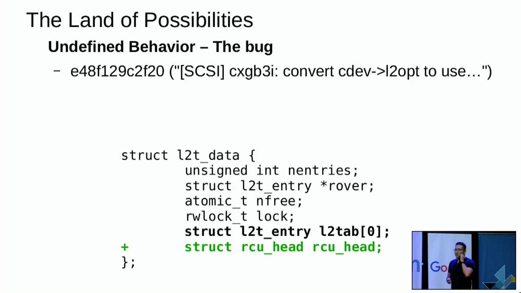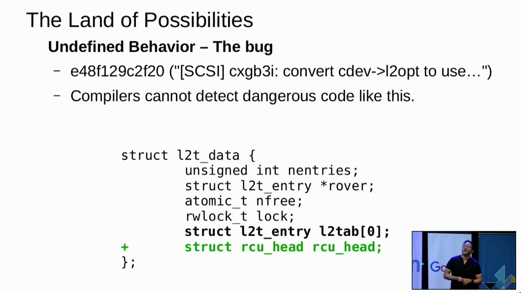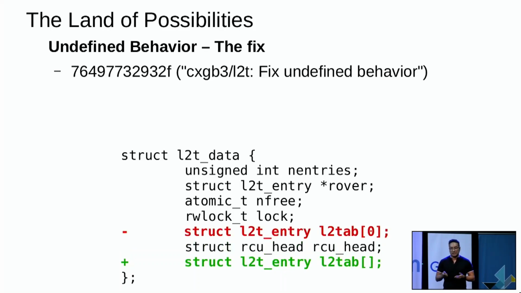While I was auditing some piece of code, I found this structure, and this is the commit that introduced the bug. The bug here is that we originally had a zero-length array that at runtime is being used as a variable length object. People added a new member after this zero-length array, so at runtime this is going to be undefined behavior. Compilers are not able to detect these sorts of issues. So what I did was fix it by transforming this zero-length array into a flexible array member. So this is the fix.